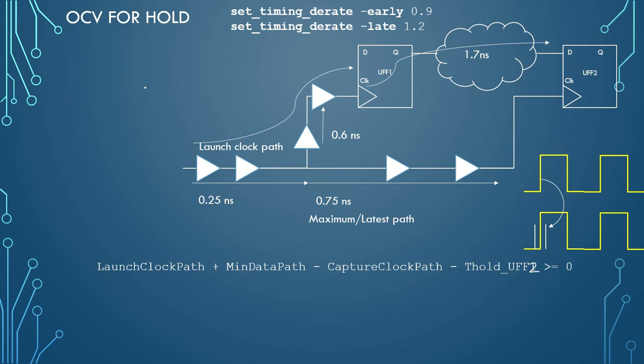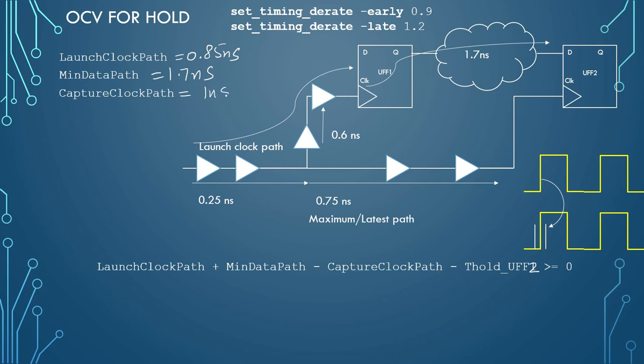Now for reference, let's put down these values here. The launch clock path will be this path, 0.25 plus 0.6, so it becomes 0.85 nanoseconds. Then comes your min data path, that is here 1.7 nanoseconds. And then comes the capture clock path. So the capture clock path means this path, 0.25 plus 0.75, that is 1 nanosecond.